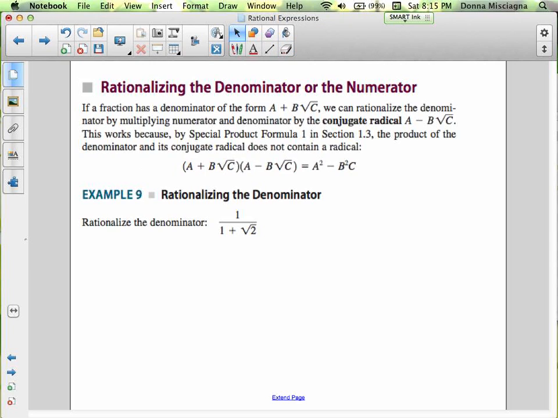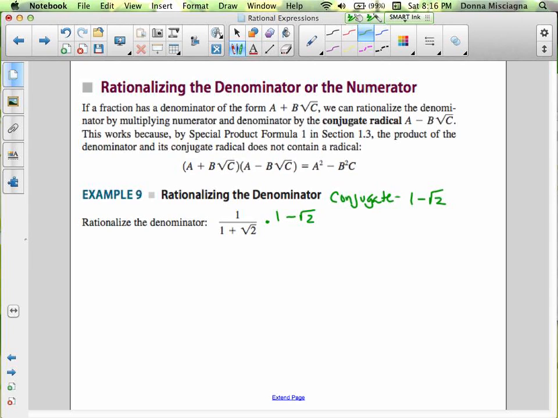So long as you multiply the numerator and denominator by the same thing, that's just like multiplying by 1. You've changed the form, but not the value. So our conjugate is going to be 1 minus the square root of 2. We're going to multiply the numerator by 1 minus the square root of 2, and the denominator by 1 minus the square root of 2. Of course, 1 times 1 minus the square root of 2 is just 1 minus the square root of 2. So we have a radical in the numerator, but we're going to get rid of the radical in the denominator.